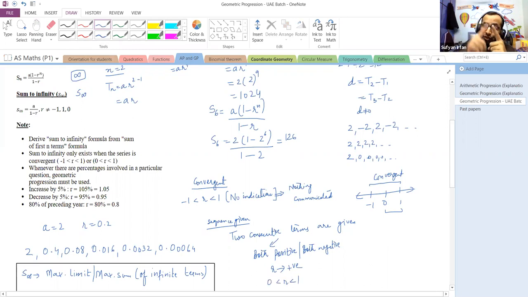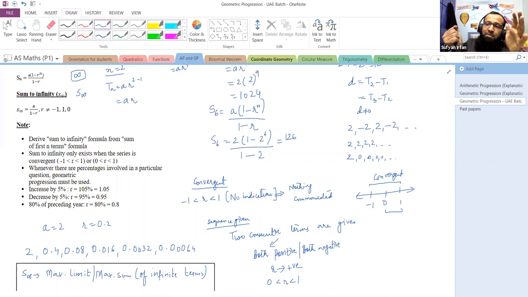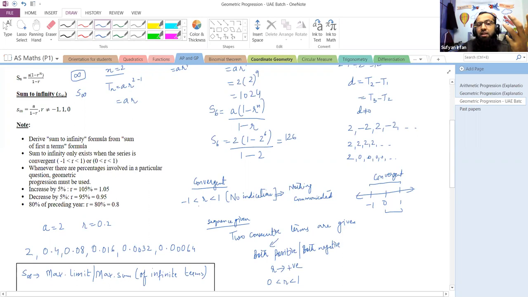If the series is convergent, and the two consecutive terms are both positive or both negative, this means the common ratio is positive, because the common ratio is something that is multiplied. And if something is multiplied and the sign is not changed, then the ratio itself is positive. That would mean the entire condition minus one to one is not valid in that case. In that particular scenario, the condition would then be zero till one. However, if the two terms have different signs.